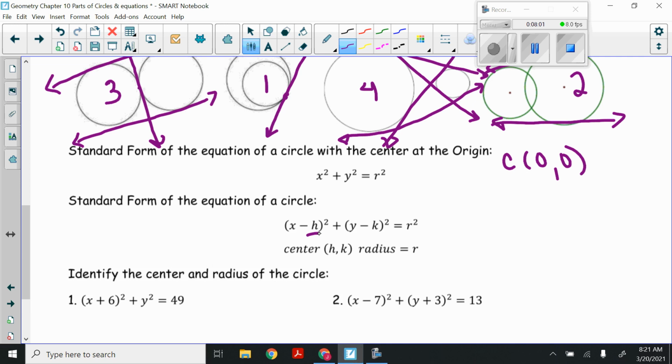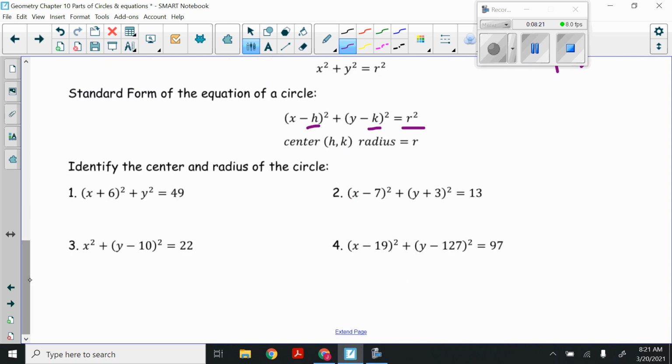So whatever these numbers are inside here, those are your center, your x and your y for your center. Notice that they always come out opposite. So this is x minus h, it comes out as a positive h. If this had said x plus h, it would come out as a negative h. And then whatever this is, we take the square root of that to get our radius. We're going to practice that. We're going to identify the center and the radius of the circle.